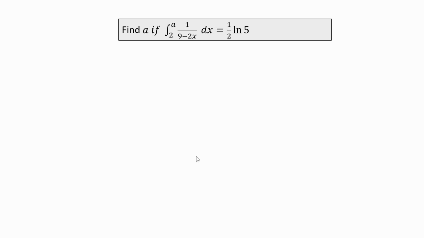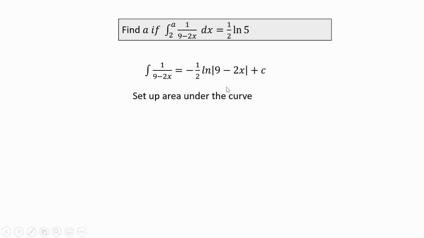This question here is similar. Find the value of a if the area bound by the curve is a half ln 5. So we want to have a look at what our integral would be there. It's quite simple. I can go with linear: minus a half ln of the mod of 9 minus 2x, plus c. So now I want to set up my area under the curve. So that integral is going to be between a and 2.